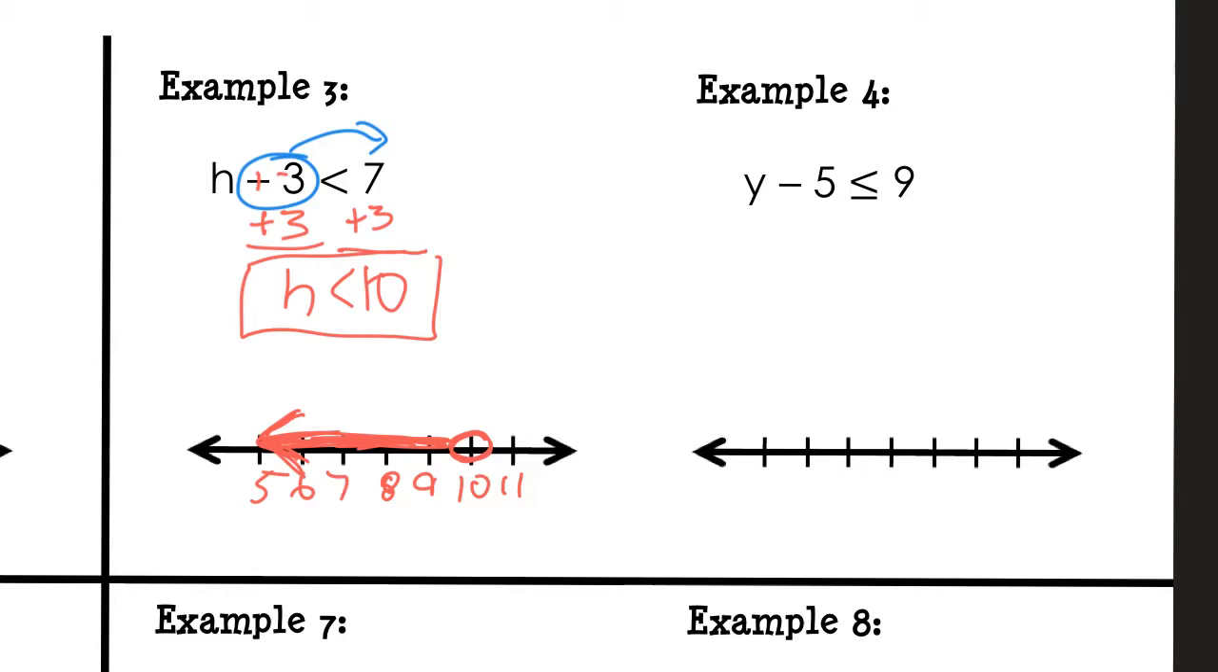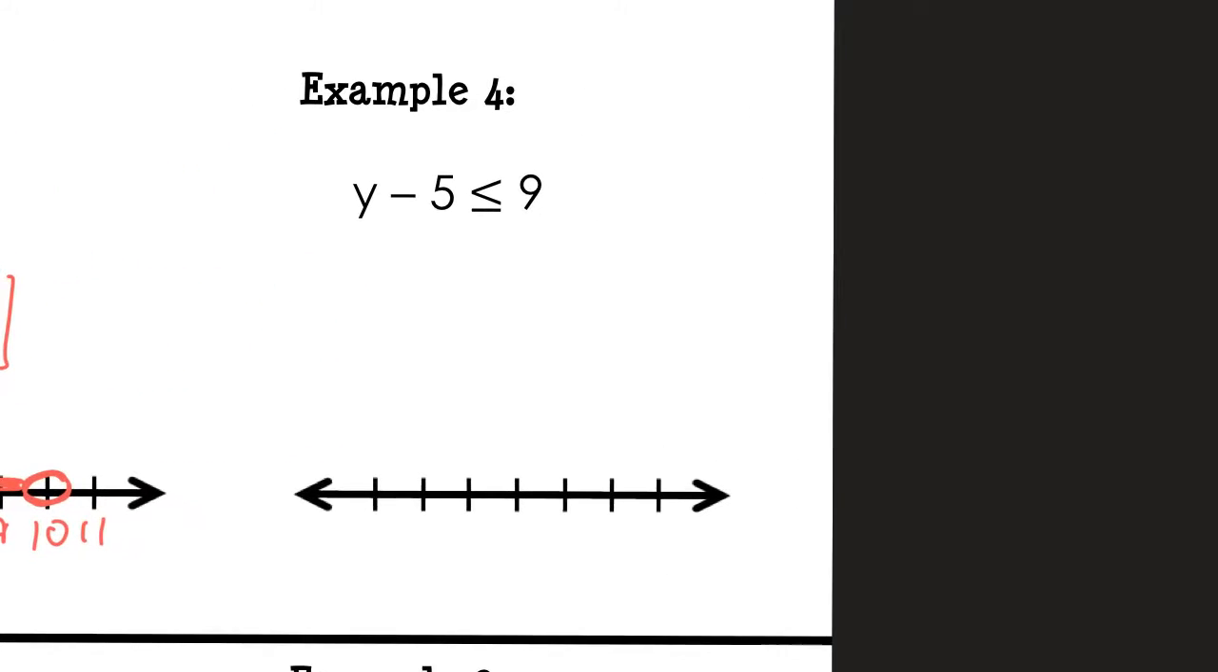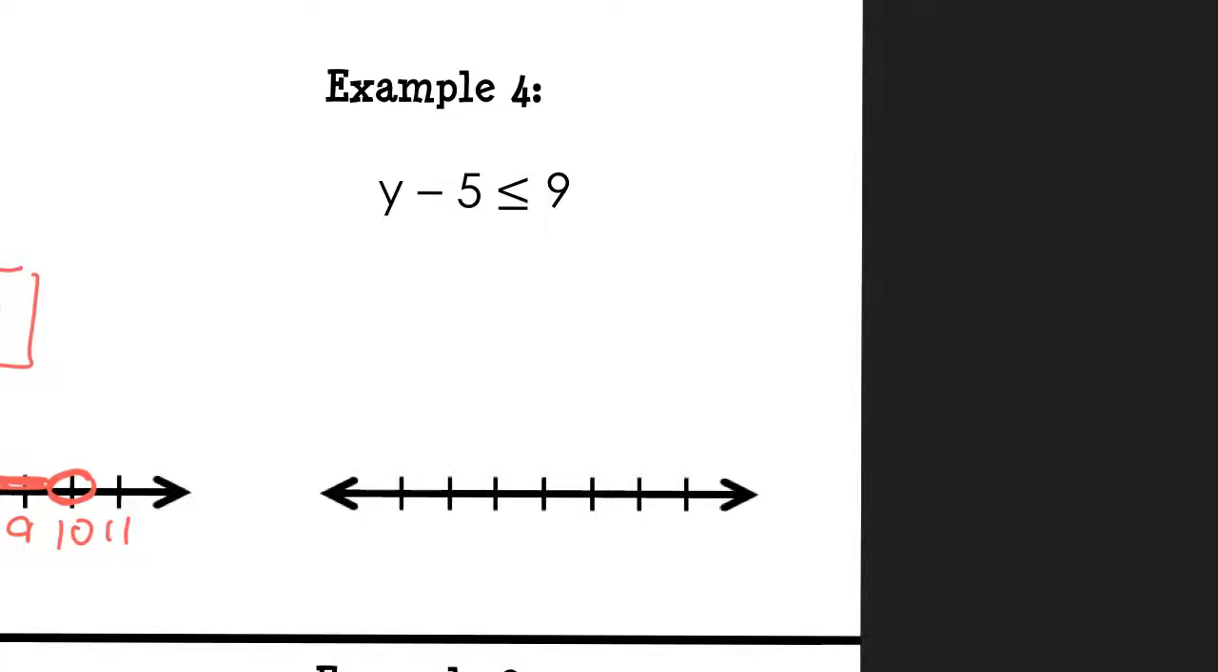Let's see. Let's go to example 4. So you've got that, and you should be catching onto the pattern now. So y minus 5 is greater than or equal to 9. Well, let's isolate our constant here, and so we can move it over to the other side. And the way we do that, inverse operation, plus 5. Well, negative 5 plus 5 is 0.